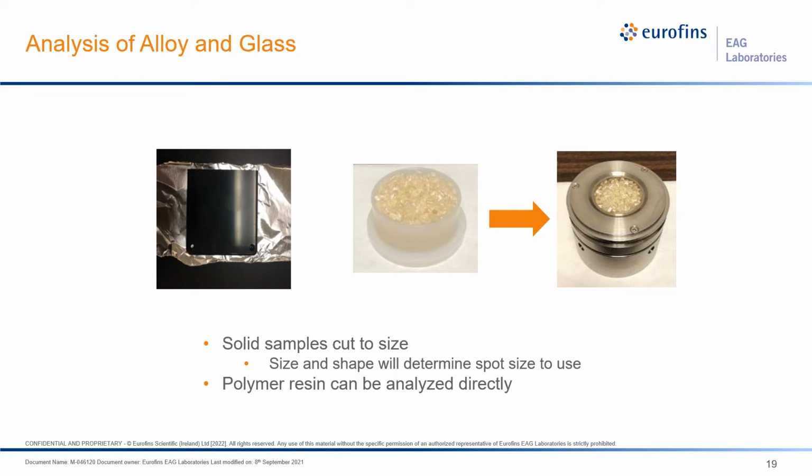Now we'll look at some other examples, polymer examples. Polymers can be analyzed by simply cutting to size, or we can even take pellets of raw material and fill sample cups. Because of how far X-rays can travel in polymers, we must make sure that we can satisfy the full analytical depth for a bulk analysis. For polymer thin films, this may mean stacking several layers to make a thick sample.